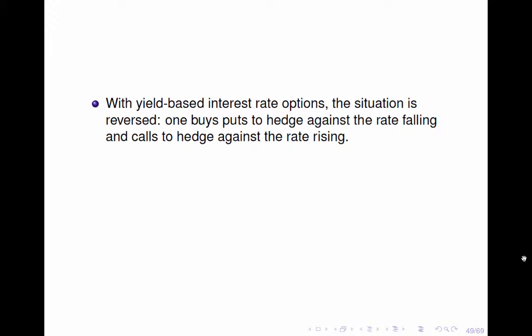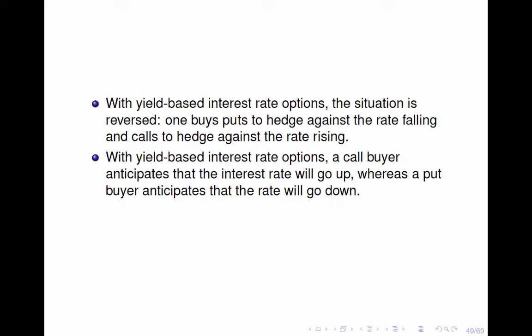However, with yield-based interest rate options, the situation is reversed. One buys puts to hedge against the rate falling and calls to hedge against the rate rising. That is to say, with yield-based interest rate options, a call buyer anticipates that the interest rate will go up, whereas a put buyer anticipates that the rate will go down.